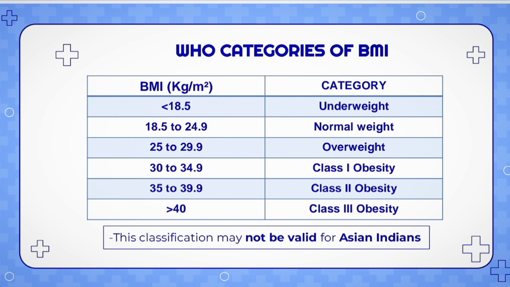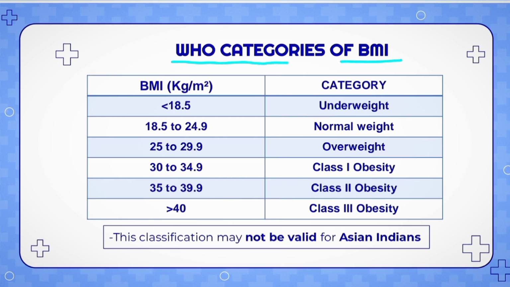Here in this diagram, we can see the WHO categories of BMI, body mass index. There are 6 categories of BMI, based upon which the weight has been categorized. Less than 18.5 kg/m², it indicates the category underweight. 18.5 to 24.9 is normal weight. 25 to 29.9 comes under the category overweight, and 30 and above is defined as obesity.